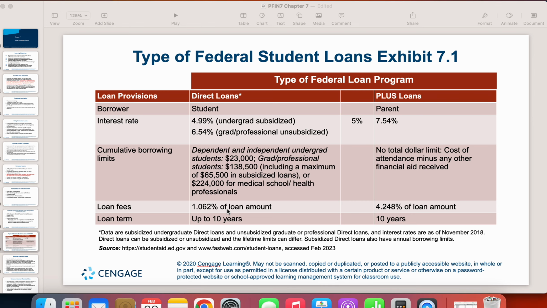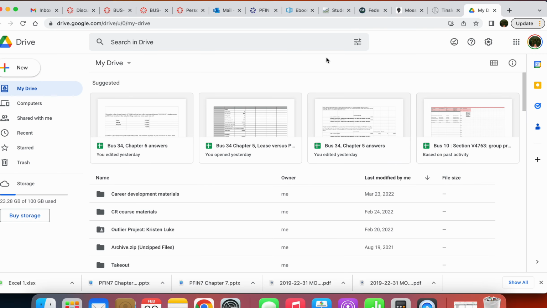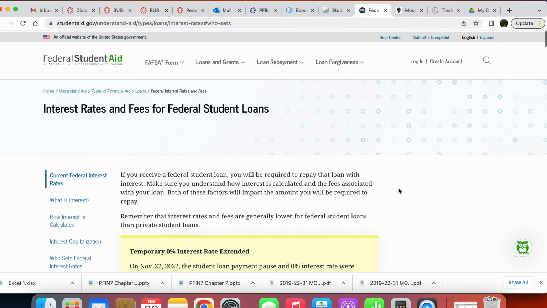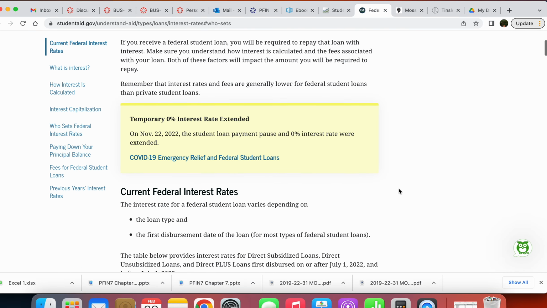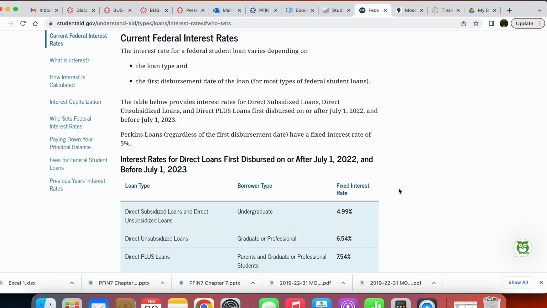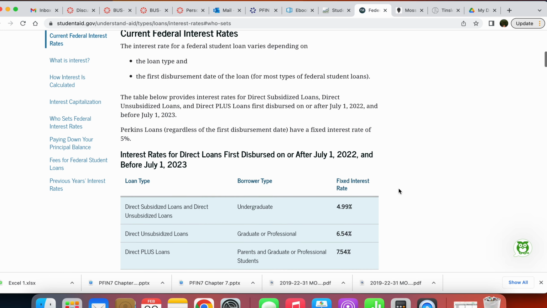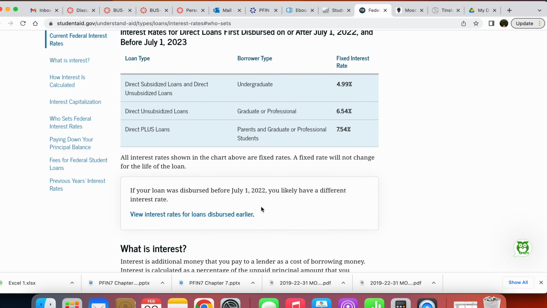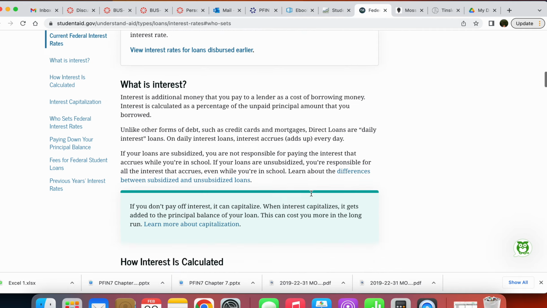So I wanted to take a look at some resources that are provided. If you go to federal student aid, you can get a better understanding of what current federal interest rates are on loans by type and disbursement date. So these are current loan rates based on disbursement date. If they were disbursed, which means given out, earlier, the loan rates are going to be different.